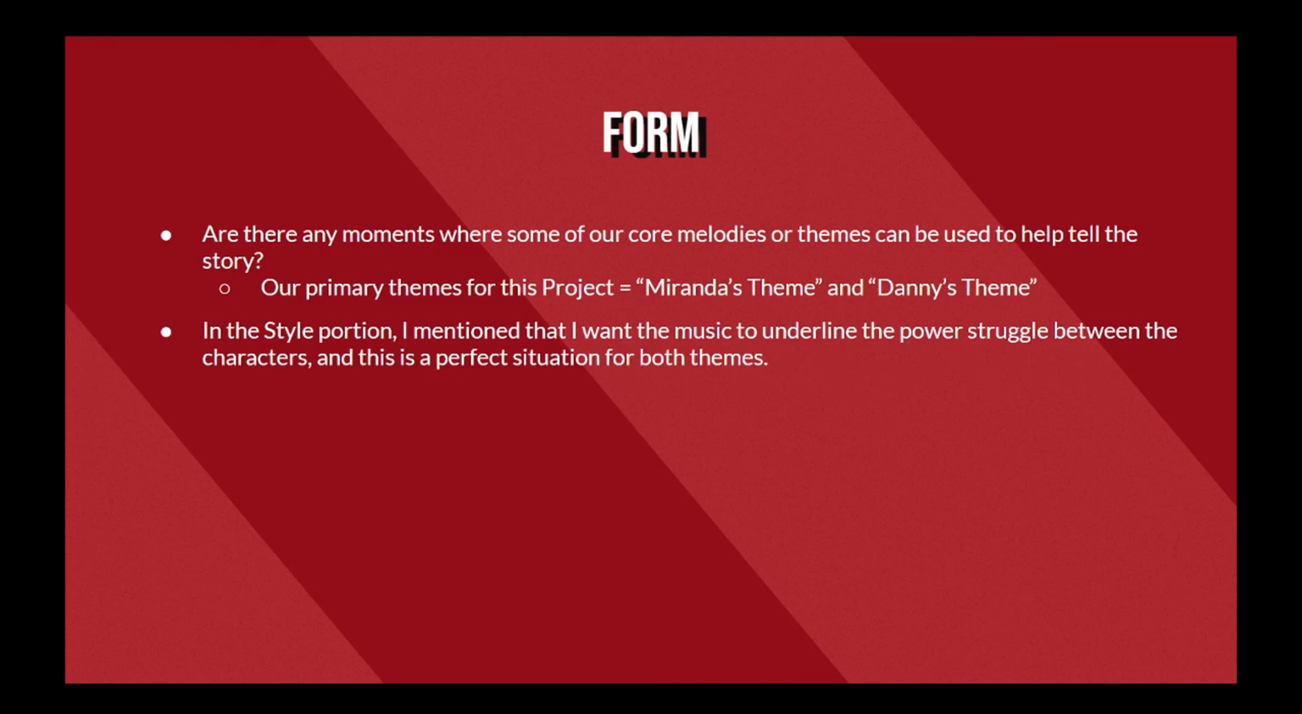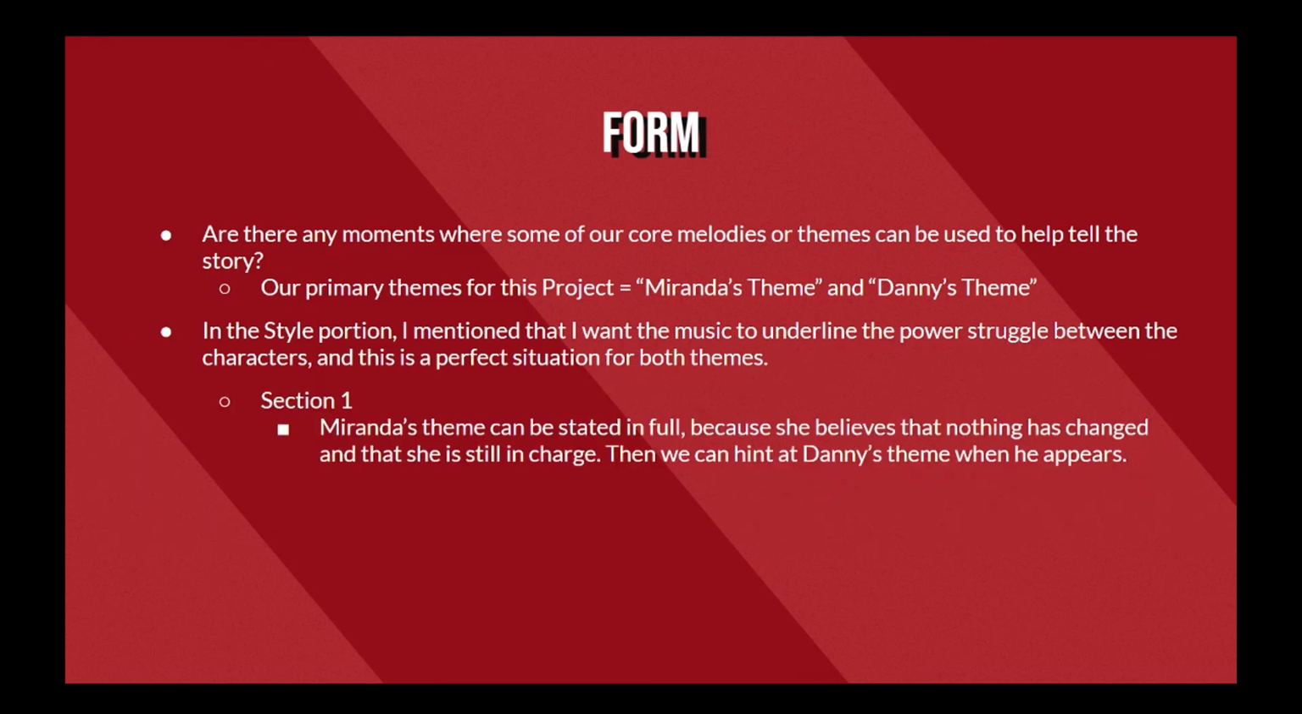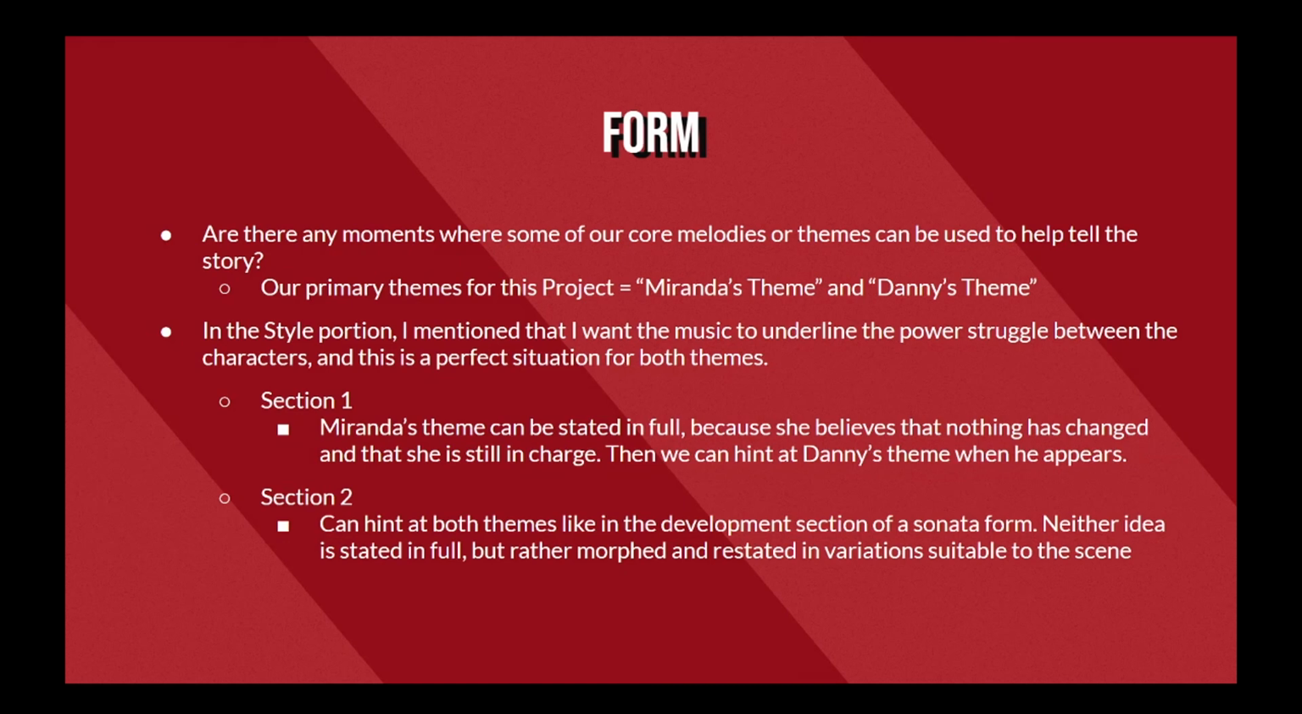For this, I think we could find great use for Miranda's theme in Section 1, when she still believes she's in charge. Once Danny appears, we can make a hint at his theme while Miranda's fades out. Section 2 can then make hints at both themes until Section 3 makes a clear statement of Danny's theme to foreshadow the inevitable outcome of the scene.